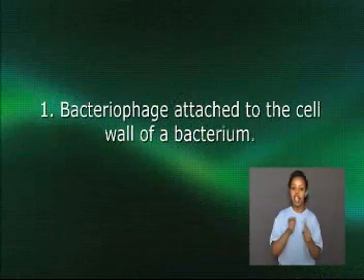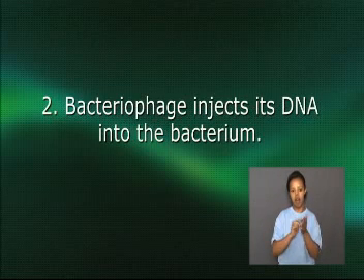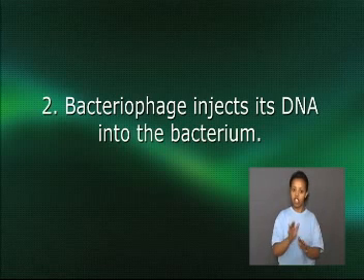Hello again, everyone. I hope you were able to recall all of the steps. Let us review the answers. The first step is the bacteriophage attached to the cell wall of a bacterium. Next, the bacteriophage injects its DNA into the bacterium through a hole punctured by contraction of the tail sheath.